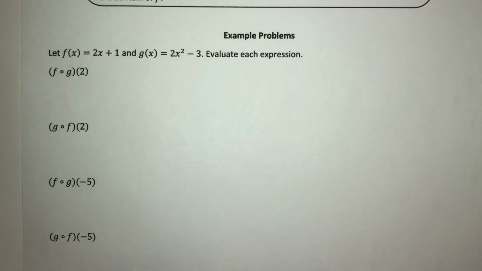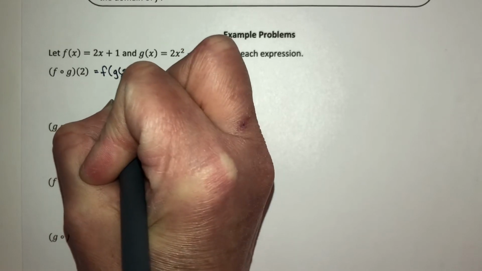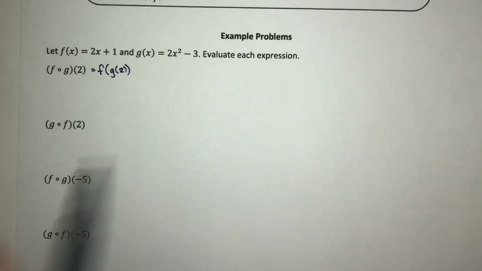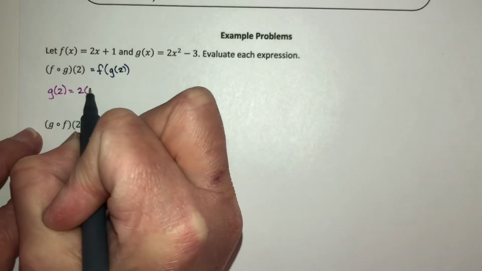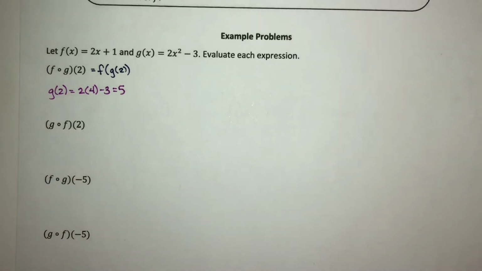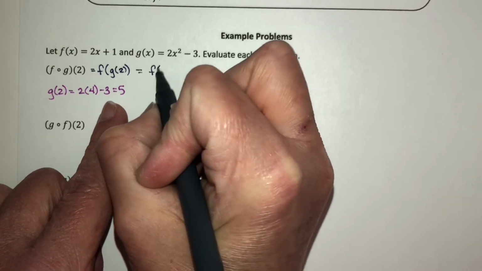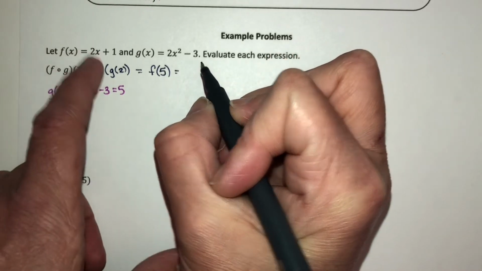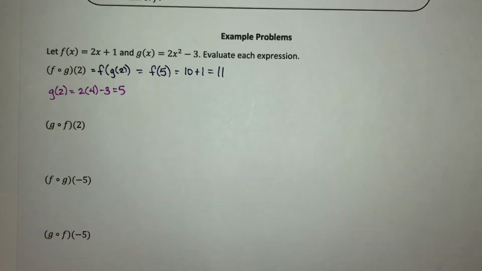The first thing I'm going to do is to use the definition. So this is f of g of 2. Okay, now let's find g of 2. That's going to be 2 times 4 minus 3. So that's 5. So what I have right here is, I'm doing a substitution, f of 5. And then I take the 5 and plug it in here. So 2 times 5 is 10, plus 1 is 11. 11 is the answer they're looking for.